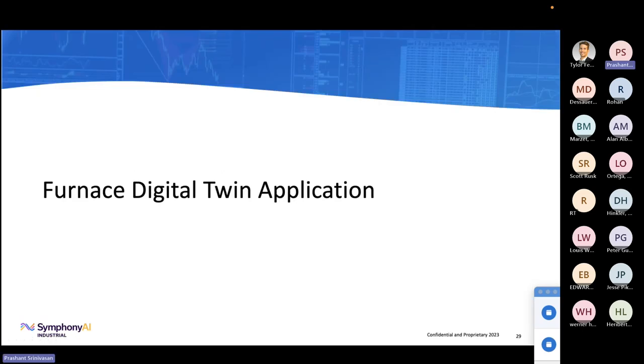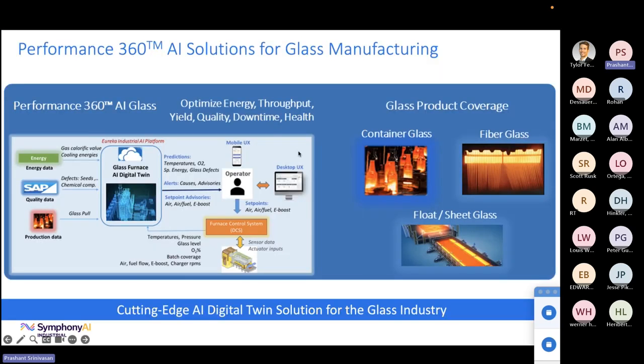So now what I'll do is I will move to a quick demo. Before that, I would just mention that this is what the integrated solution looks like. You have different data sources that can be integrated in the cloud or on-premise, and then you have a digital twin model that can forecast the temperatures, energy, defects, and also give set points to the operator for air to fuel ratio, boosting, and so on.